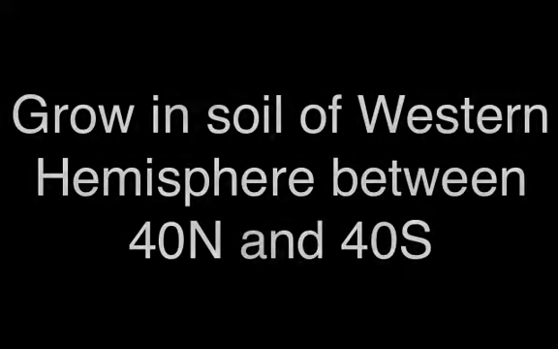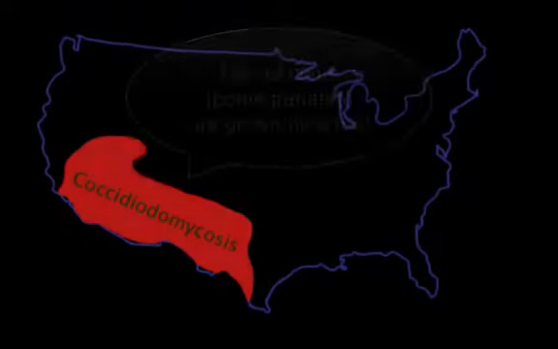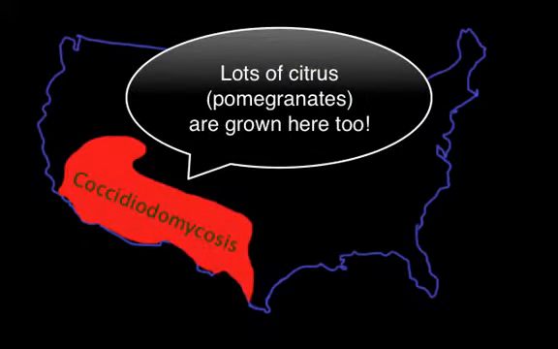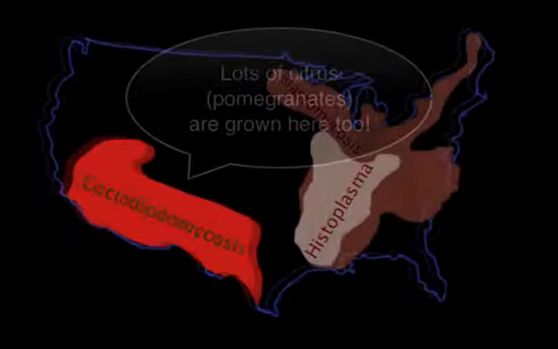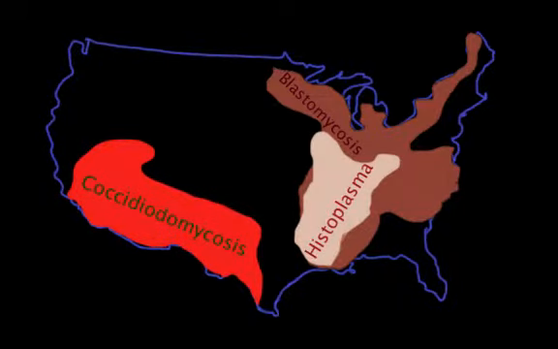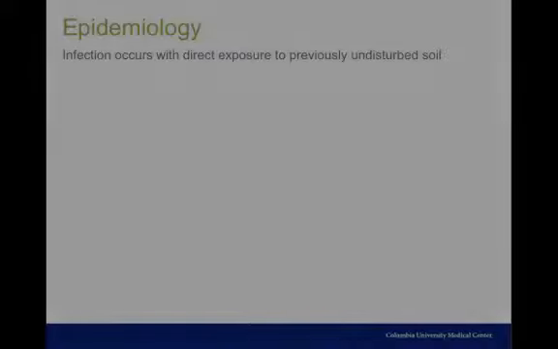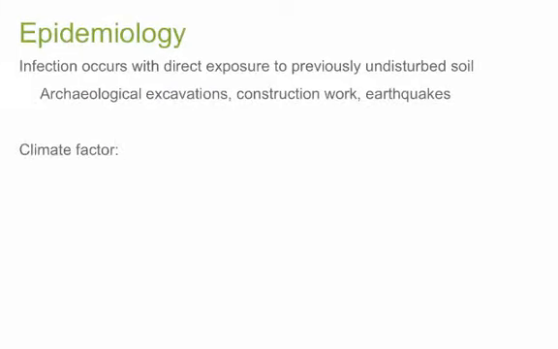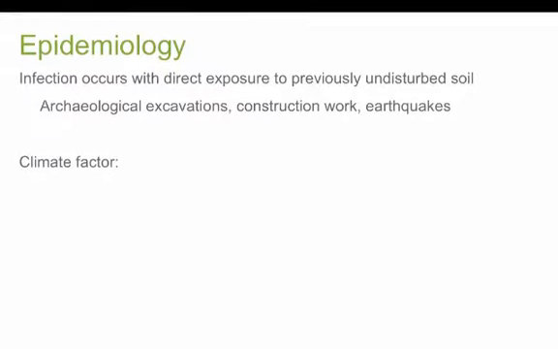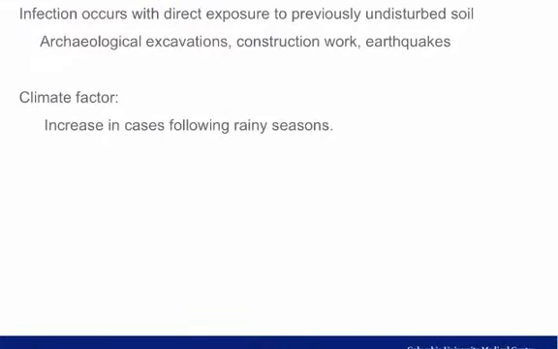Coccidioides grow between the latitudes of 40 north and 40 south in the western hemisphere. In the U.S., that includes large portions of California, southern Nevada, Utah, New Mexico, Arizona, and western Texas. Areas of high endemicity are also found in Mexico, Central and South America. Infection may occur when individuals have direct exposure to previously undisturbed soil. A climate factor also seems to be in play, as there is often an increase in the number of cases in periods following rainy seasons.